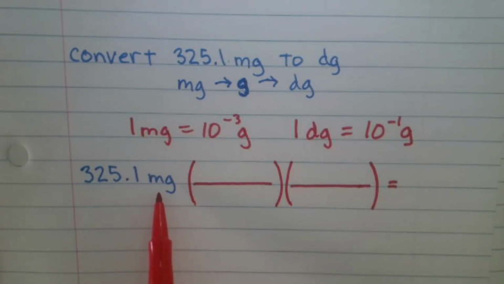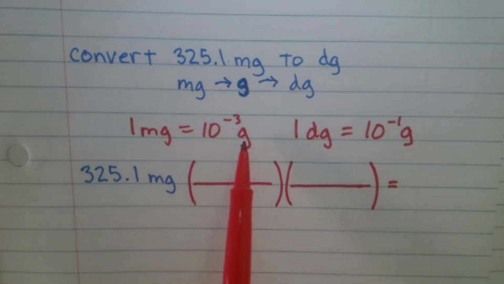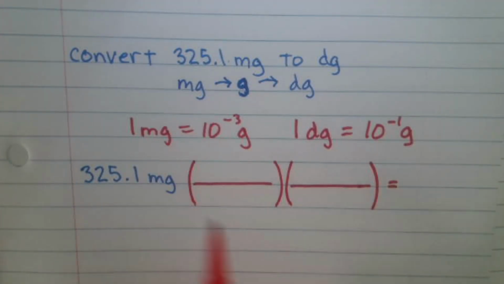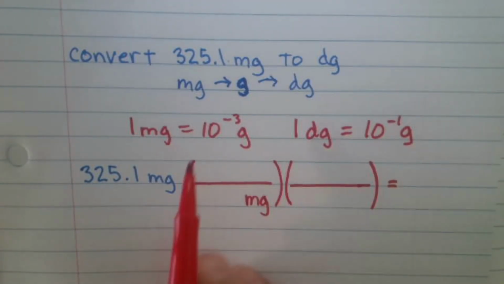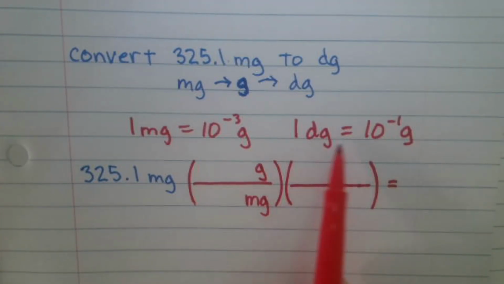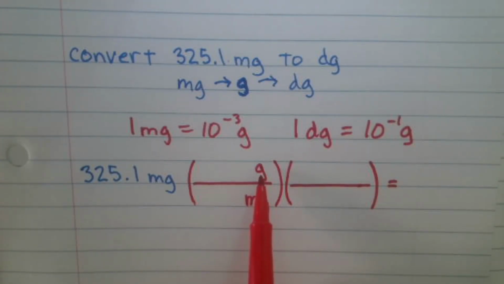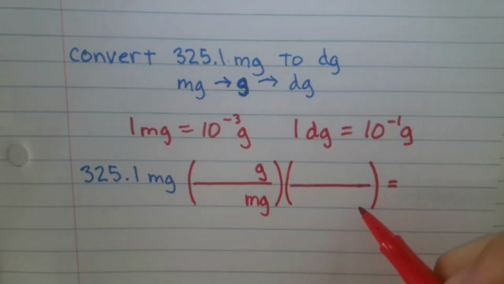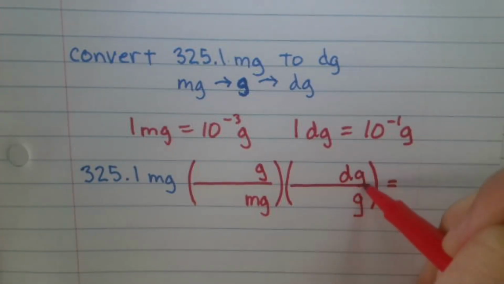Since we start with milligrams, our first conversion factor will be this one, that is milligrams to grams. We have milligrams on top. We want milligrams on bottom. There's our milligrams, and then we want grams on top. In the next conversion, we're going to convert grams to decigrams. Since we have grams on top here, we would put grams on bottom and then decigrams on top.